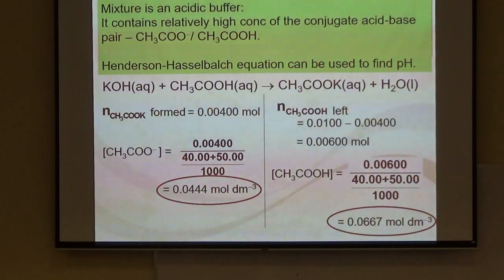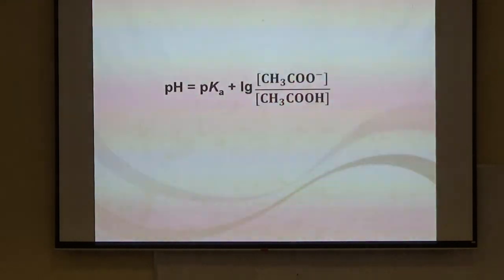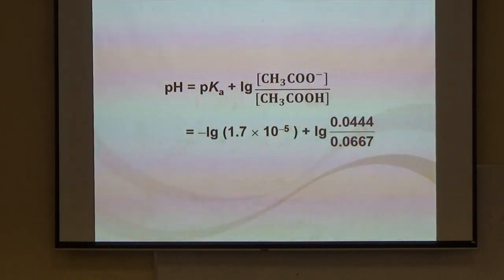Okay, done. Now, substitute into the equation. Here is an acidic buffer, so it's pH equals pKa plus log of salt over acid. So you get 4.59.